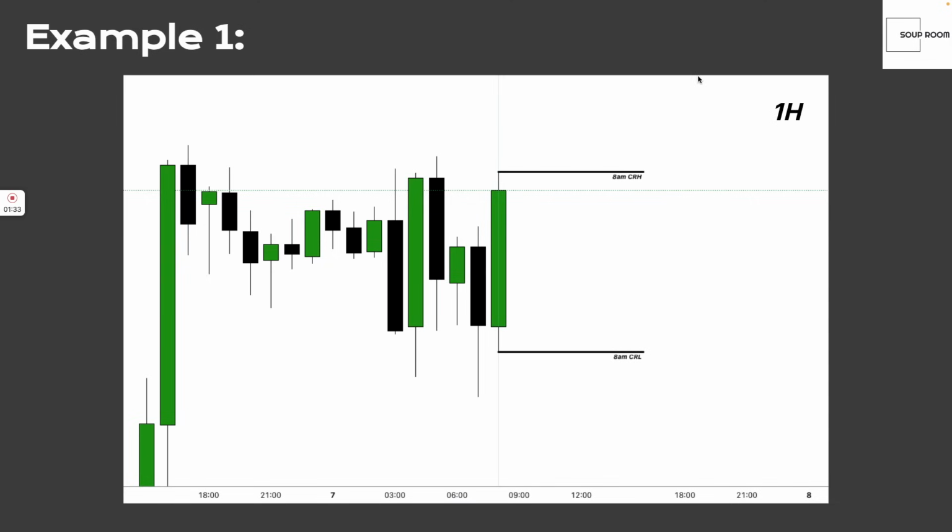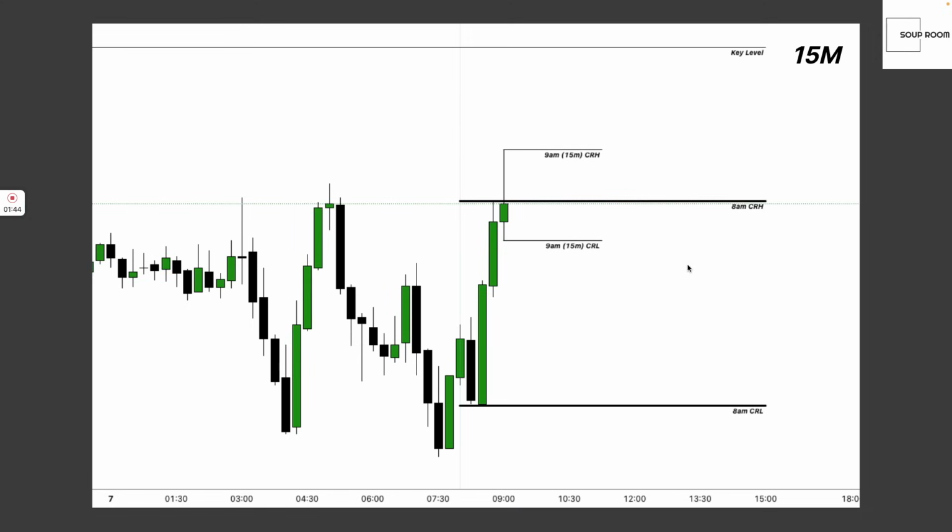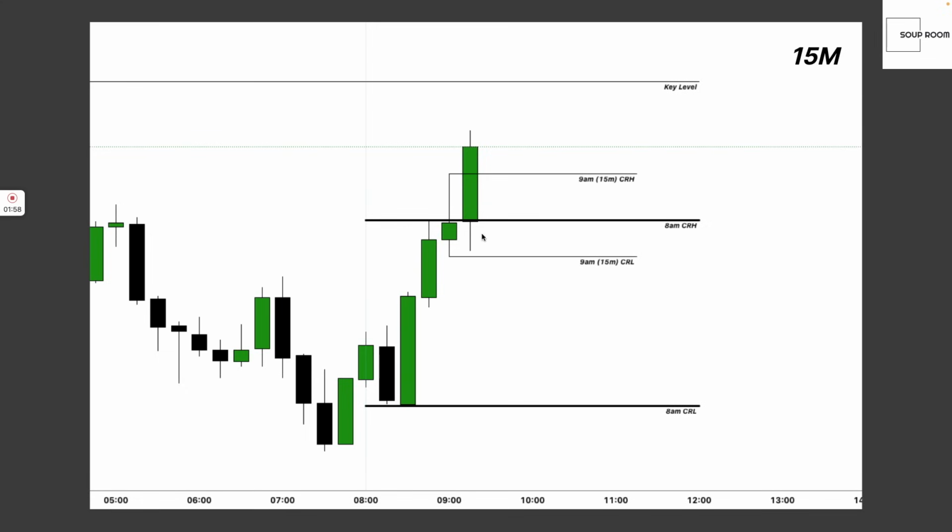So let's take a look at an example. Hopping onto the 1 hour time frame, you want to draw the high and the low of the 8 a.m. candle. Next, on a 15-minute time frame, you want to draw out the high and the low of the 9 a.m. candle. As you can see right here on the 15-minute, price closes above the high. What is our goal? Entry below the next candle's open, at the midpoint of this candle.